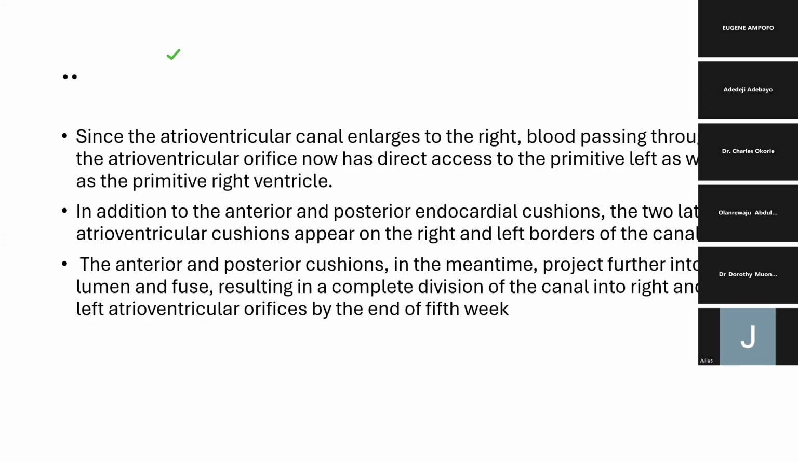Since the atrioventricular canal enlarges to the right, blood passing through the atrioventricular orifice now has direct access to the primitive left as well as the primitive right ventricle. In addition to the anterior and posterior endocardial cushions, two lateral atrioventricular cushions appear on the right and the left border of the canal, as shown in the previous slide. The anterior and posterior cushions, in the meantime, project further into the lumen and fuse, resulting in a complete division of the canal into the right and left atrioventricular orifices at the end of the 5th week.